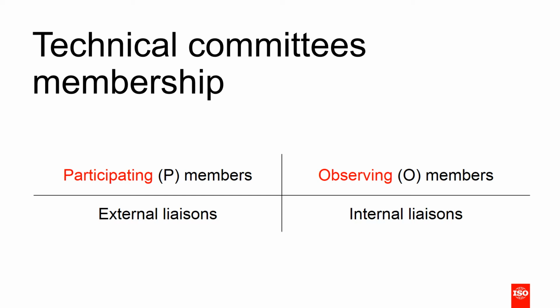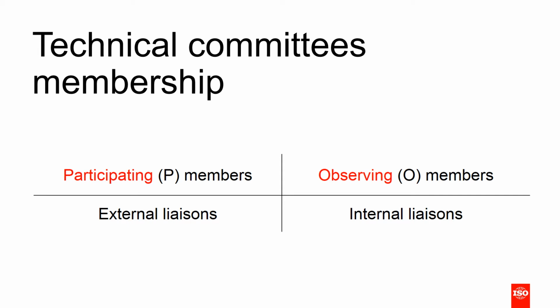We have the participating member, the observing member, the external liaison, and the internal liaison. The two types of membership in the top quarters are reserved to ISO members. We'll go into the detail in the next slides, but these are reserved to the ISO members that we talked about in Unit 1.